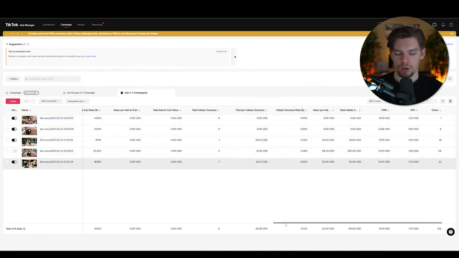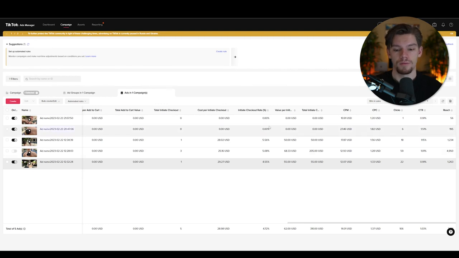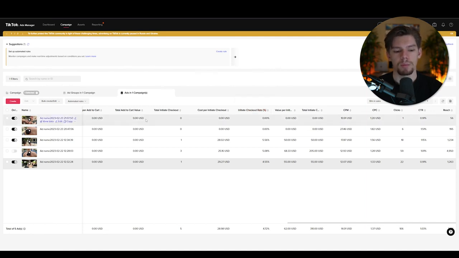Initiate checkout rate. So the percentage of people that viewed the video, and it'll just tell you right here, the percentage of initiate checkout events based on all of the people that clicked. So all the people that clicked view content, 4.5% initiated checkout. So that's what that one means.